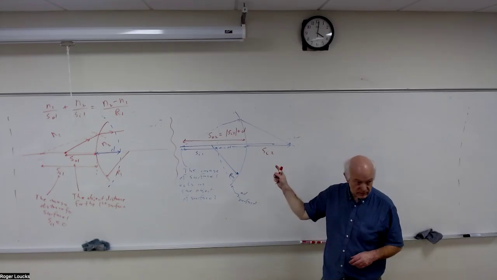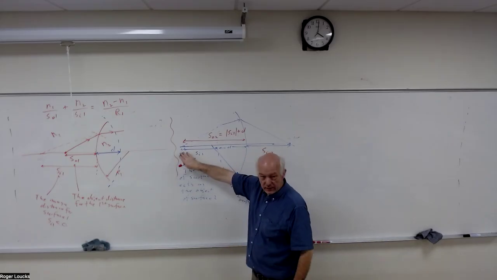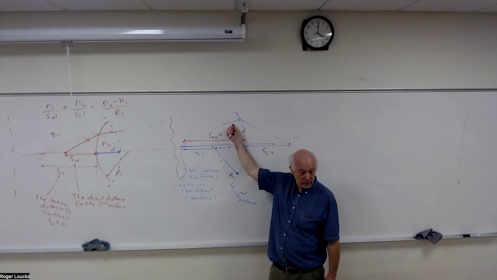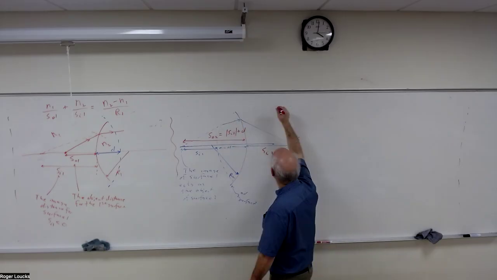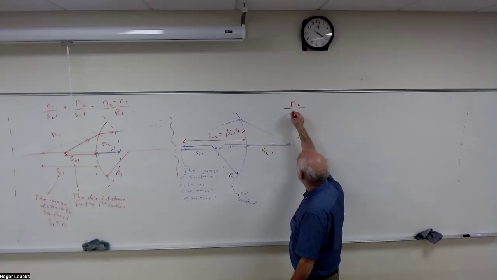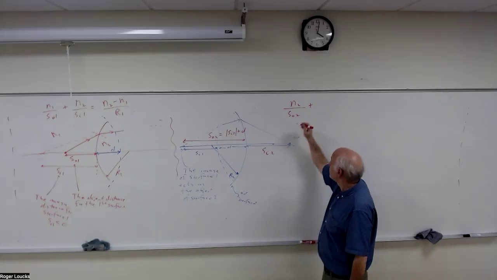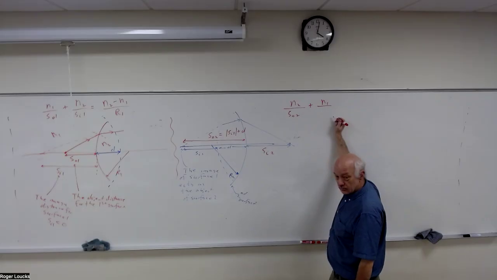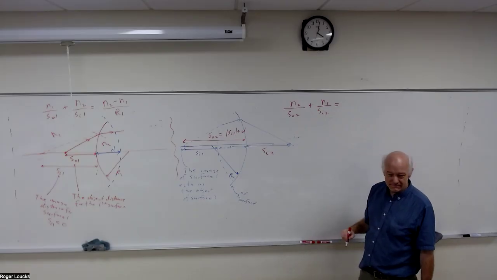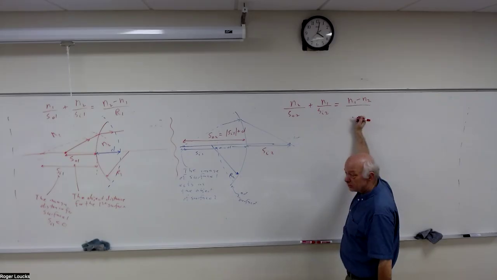Okay, now it gets a little more funky on this side here. Now it's applied over here. So this right here is my object. But where's that ray actually coming from? Here. So what is this index of refraction? This is going to become N2 over SO2, plus, now it's over here, so this is going to be N1 over SI2 equals, they get flipped, N1 minus N2 all over R2.